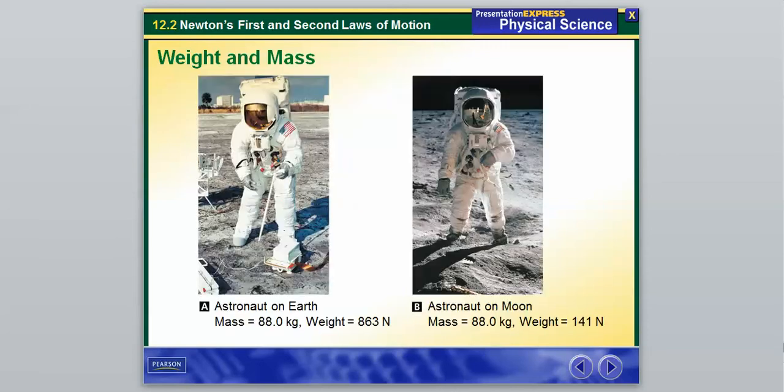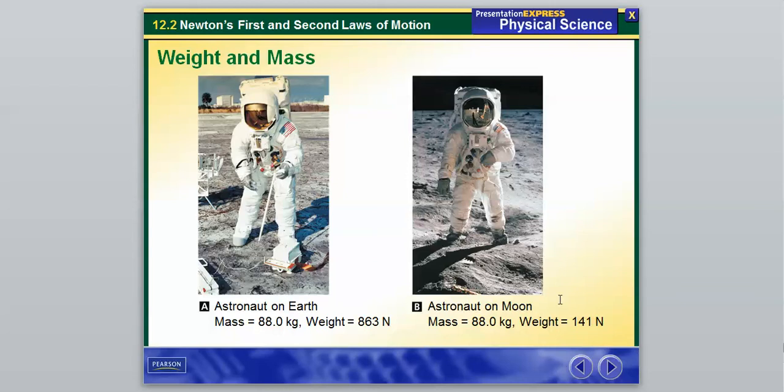Looking at our picture, the astronaut on the Earth has a mass of 88 kilograms and a weight of 863 newtons. On the moon, the mass is identical, 88.0 kilograms. But since the acceleration due to gravity is about 1/6 on the moon what it is on Earth, the weight drops all the way down to 141 newtons for this astronaut.